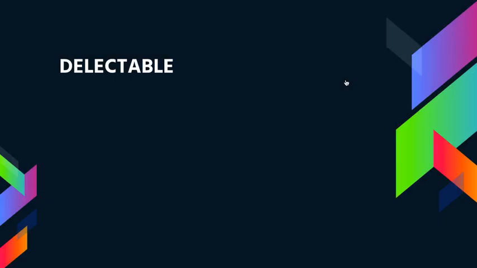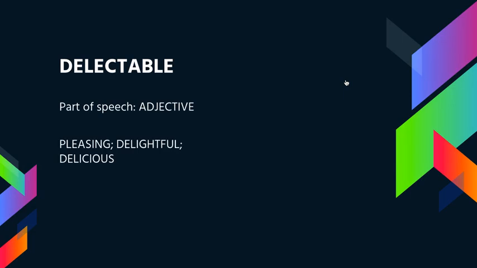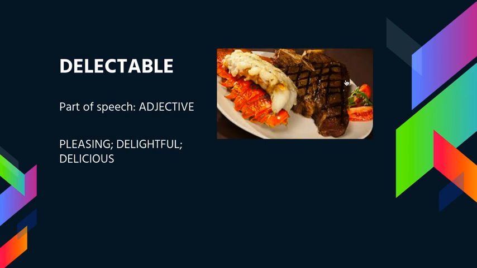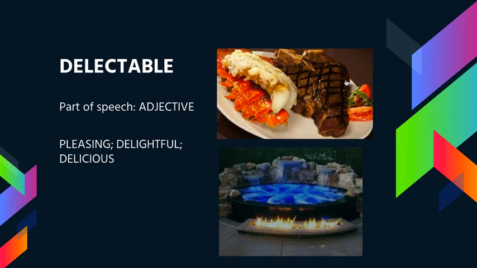Next word is delectable. Delectable is an adjective. Definition is pleasing, delightful, delicious. You can see there's a picture of a big T-bone steak and lobster. Obviously that is quite delightful and delicious. And then look at this picture of a hot tub, the rocks behind it, the fire. This would be a pleasing experience. It is delectable.